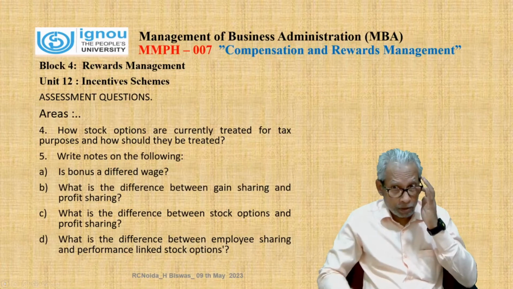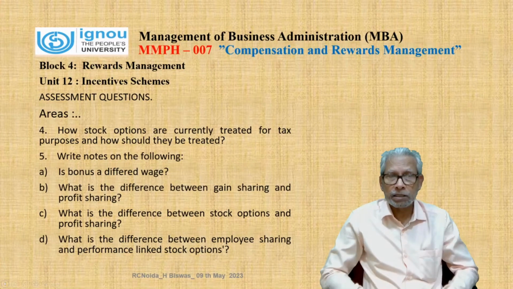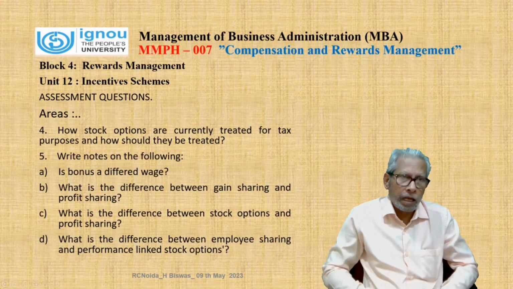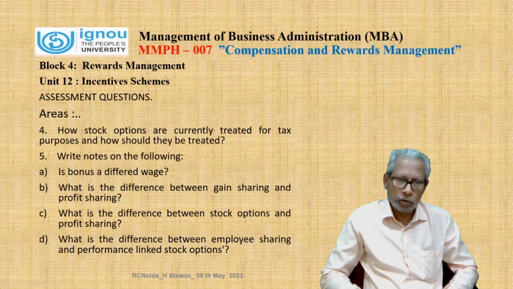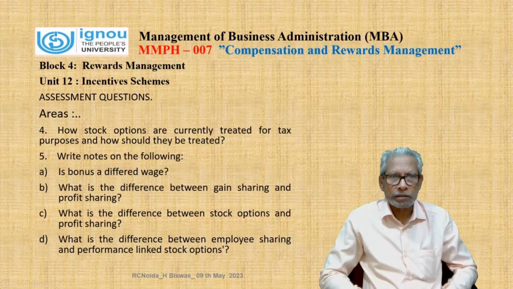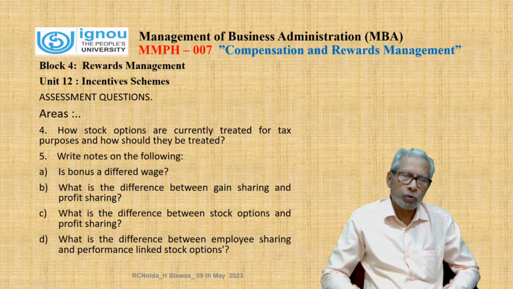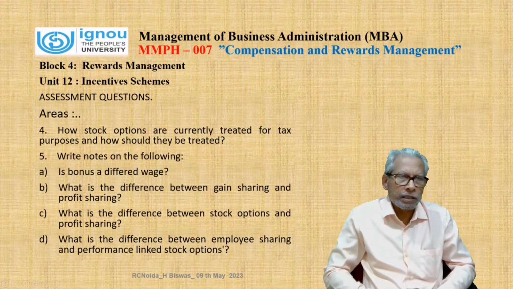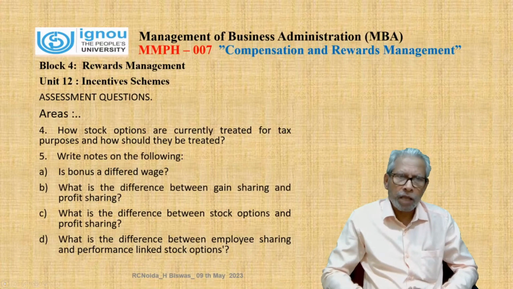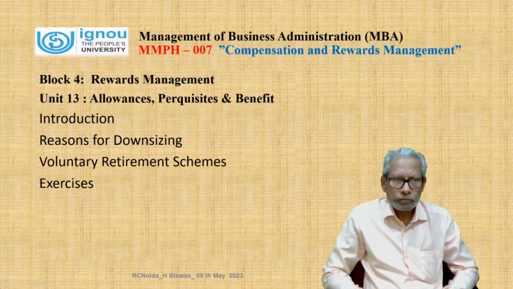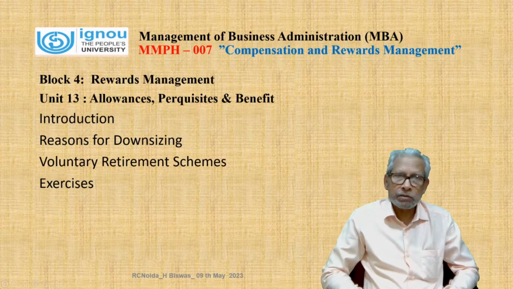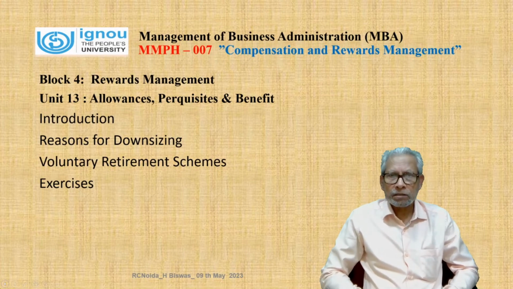Here, in today's lecture I tried to structure it in such a way that it shows which areas have to be learned and what type of questions come from those areas. So it will be beneficial for the students. Those who are learners in this field can easily understand. For this particular unit, these are the things to be learned and the types of questions are like this. Now, the last unit in block 4 is unit 13, the allowances, perquisites, and the benefits.